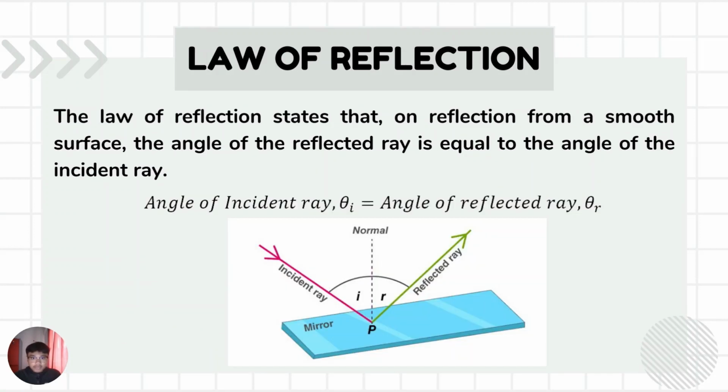Let's take a look at the law of reflection. The law of reflection states that the angle of the reflected ray must equal the angle of the incident ray. The incident ray is where the light is coming from, whereas the reflected ray is when the light strikes and goes away from the reflecting medium.